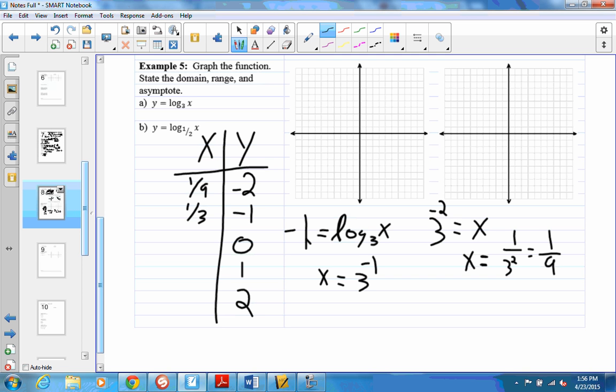0? Correction? Oh, good. 1. Anything raised to a 0 power is 1, guys. Anything. 1, 3, and 9. Yeah.